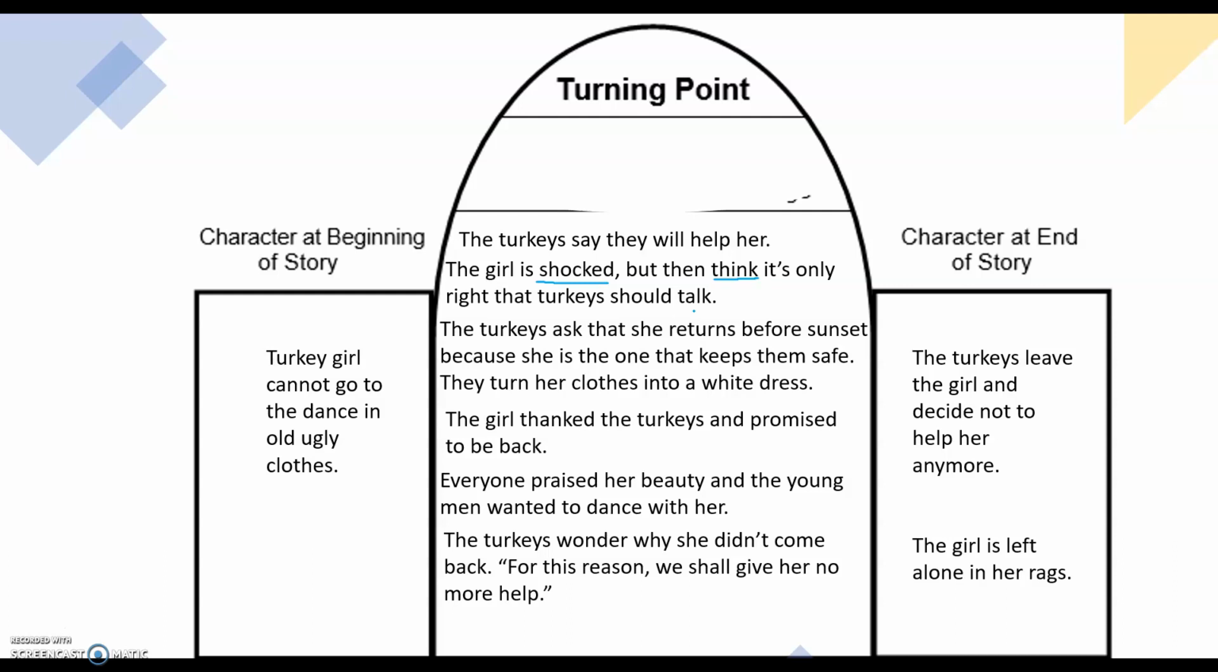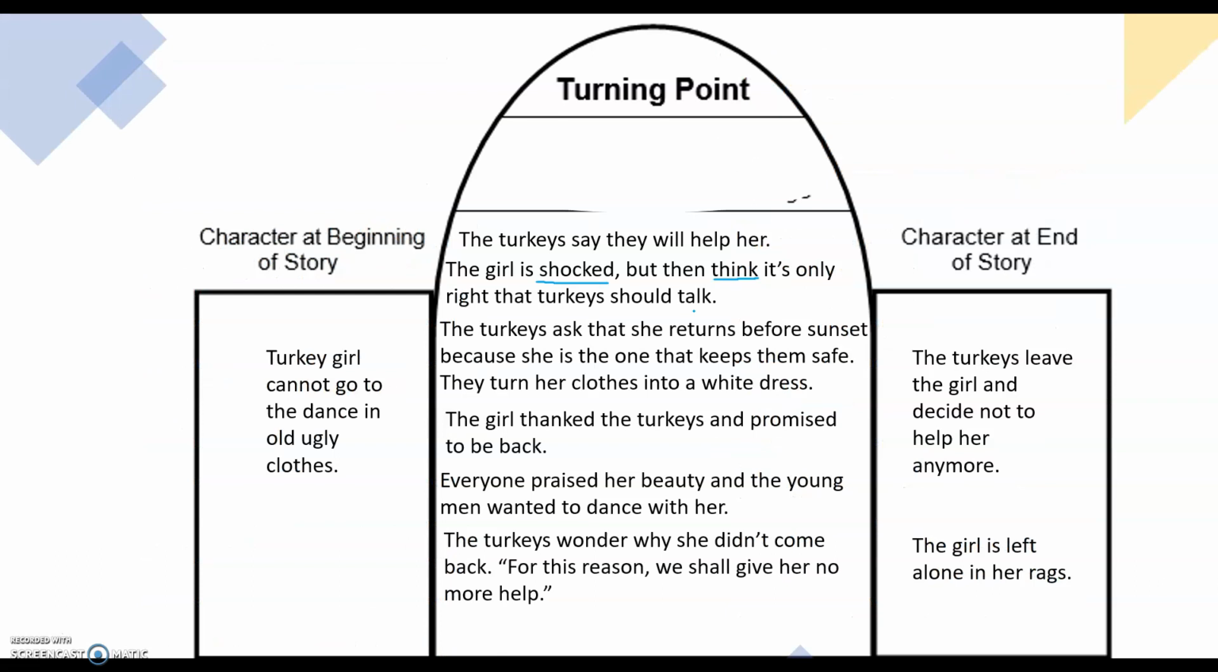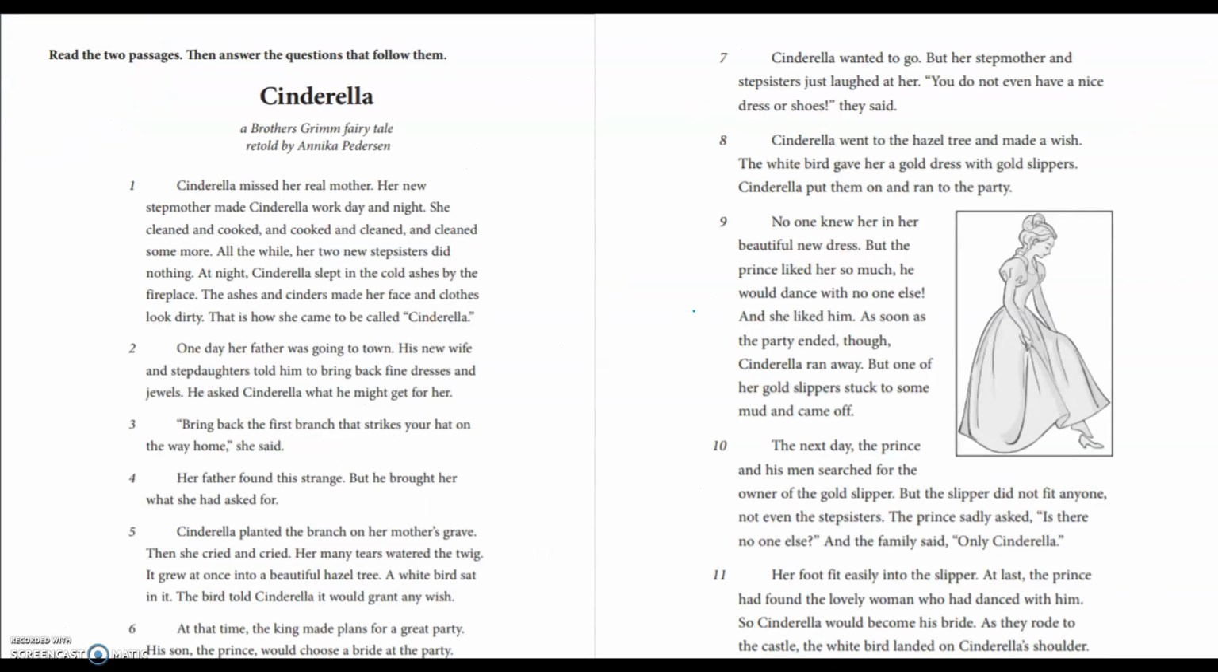So we saw two problems in this story. Now you're going to read a story on your own, and you're going to be completing this same graphic organizer for Cinderella. And then tomorrow, we're going to compare the two stories because they have a lot of similarities, but they also have some differences too.